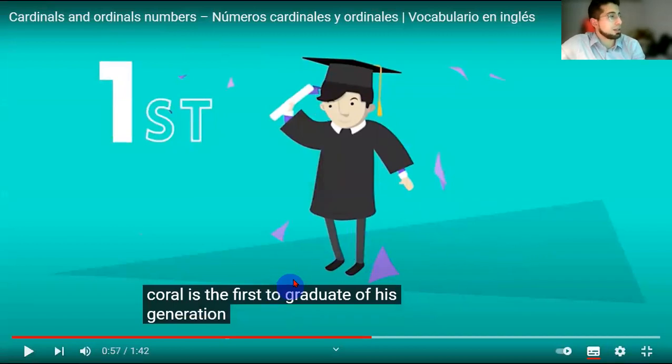Here is the example, right? Okay, it says Carl, but then it's Car, right? Como Carlos. Carlos is the first. Carlos es el primero in graduate. Es el primero en graduarse of his generation, de su generación, right? So he's the first person. Es la primera persona que se graduó. Okay? Order.